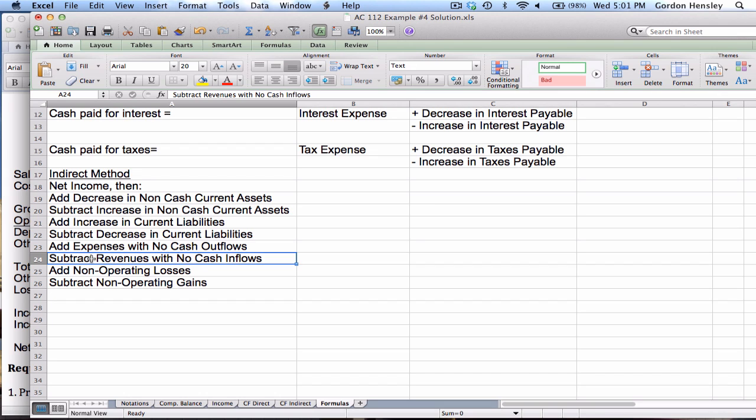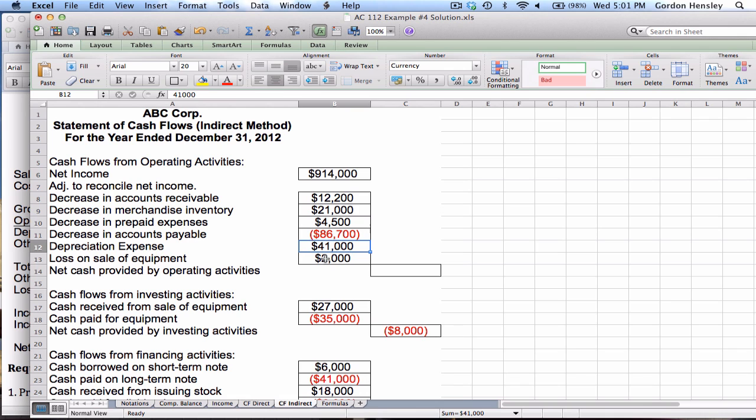Then it says gains and losses. We do the opposite. If there are any losses, we add. If there are gains, we subtract. You have to do the opposite because remember, gains and losses are not really money. It's just gains and losses on paper. So if it's a loss, add it. If it's a gain, subtract it. Well, we actually had a loss, so we'll just leave it positive.